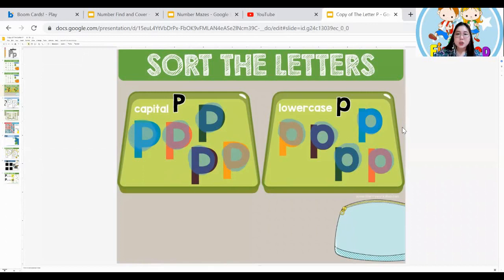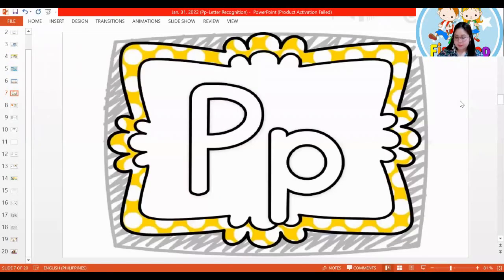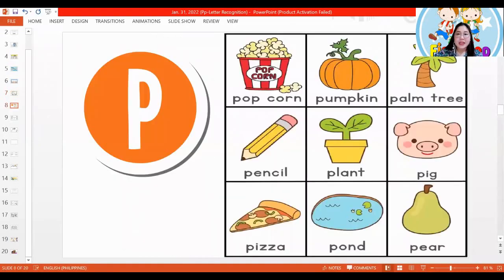So let's return to our slide and see what do we have next. So we have the letter P here and also pictures that start with the letter P. So we have 1, 2, 3, 4, 5, 6, 7, 8, 9. 9 pictures that start with the letter P. So let's slowly identify what these pictures are. So we have the first picture.